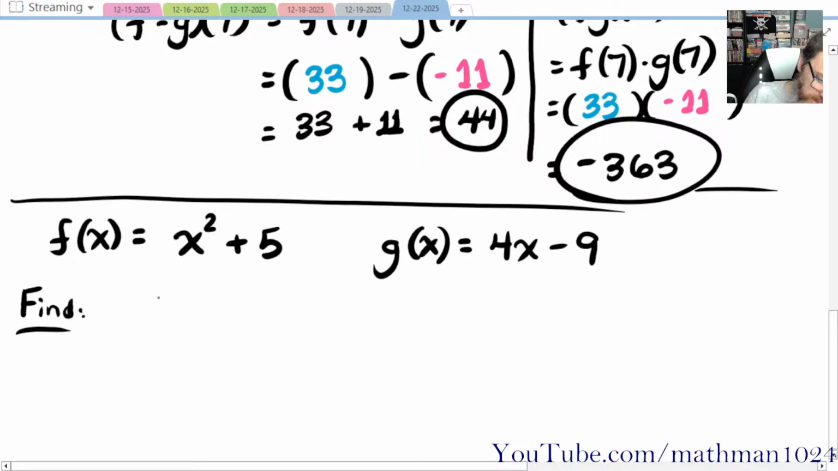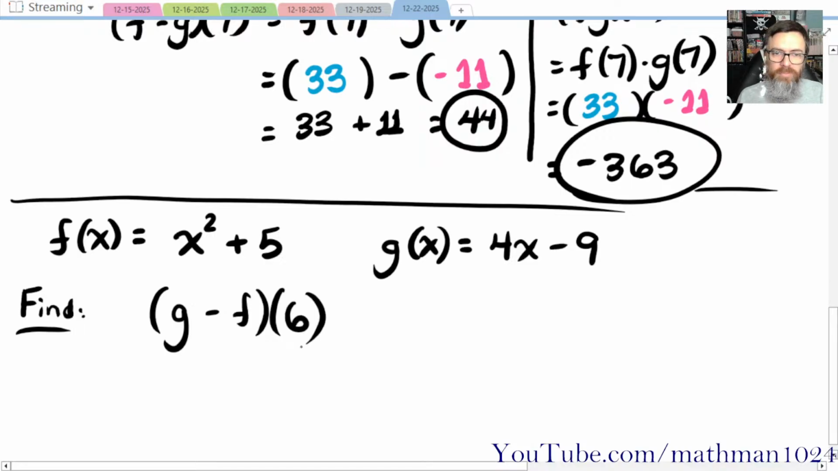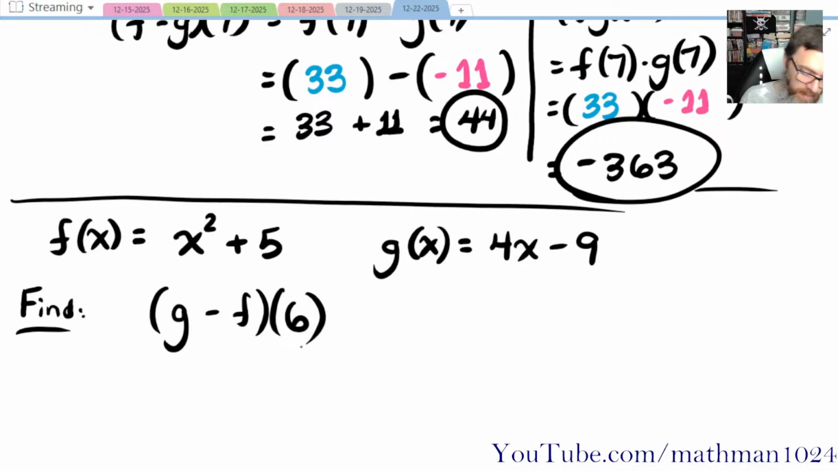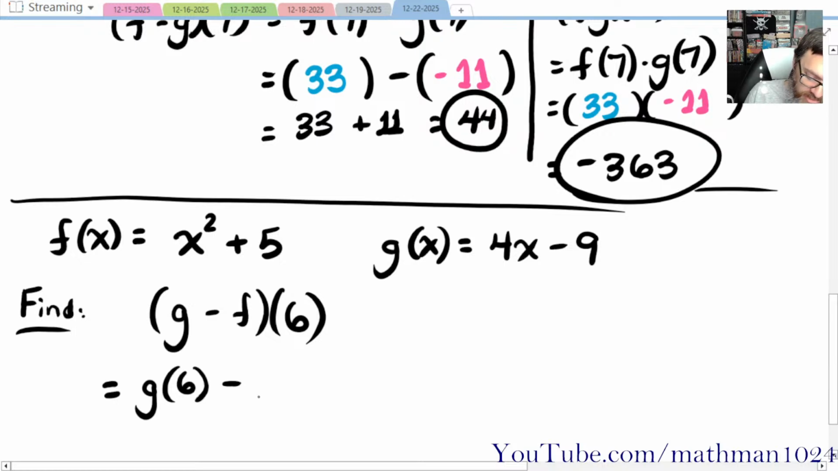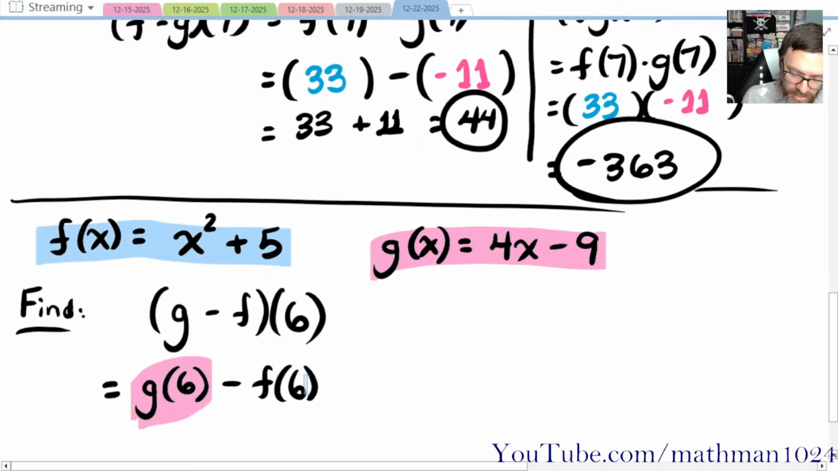So if I ask you to find g minus f of 6, order is going to be very important here, especially when we're talking about subtraction. So g minus f of 6 means g of 6 and f of 6, and then you subtract in the order g minus f. So if I use the same coloring scheme as before, so here is g that's in pink, so g of 6 is going to be in pink, f is in blue, so f of 6 is going to be in blue.